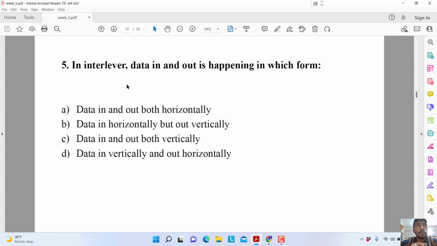The next question is related to the interleaver. The question is that in an interleaver, data in and out is happening in this form. Data in means the transmitting end, data out is the receiving end. How do we transmit our data, how do we bring it in, and how are we doing the output? We have 4 options. In an interleaver, data in and out is happening in which form?